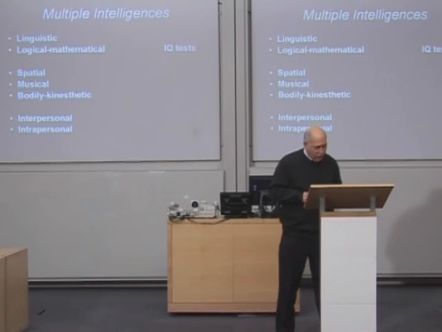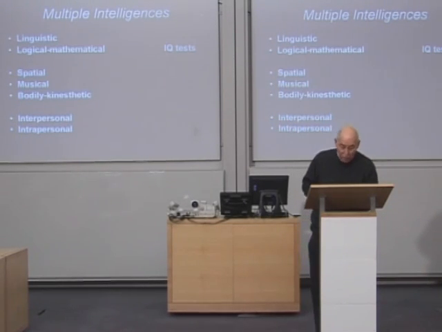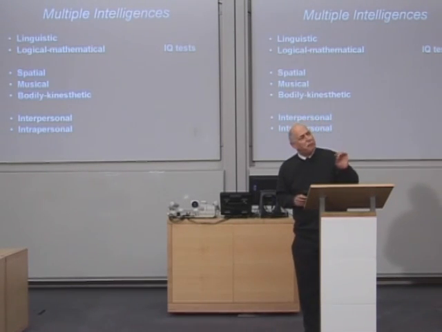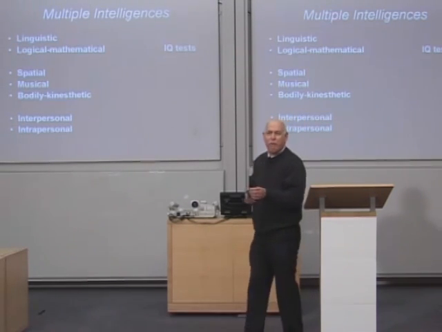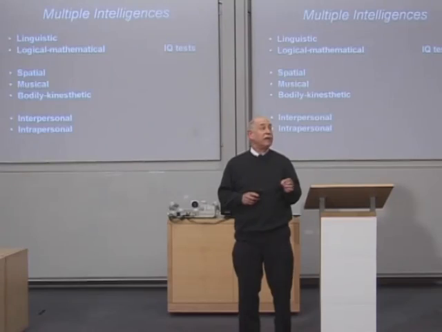Okay, this next one, logical mathematical intelligence, is the ability to detect patterns, think logically, analyze and solve mathematical problems. People with this type of intelligence excel in math and science. Okay, so you've seen 2 of the 7. Any questions? No? Okay.